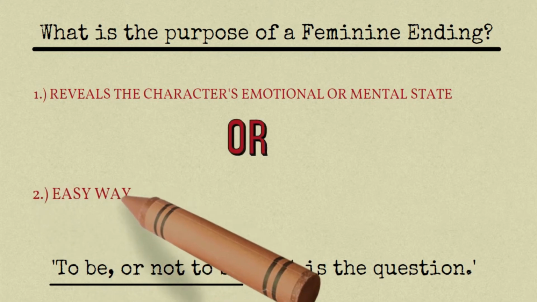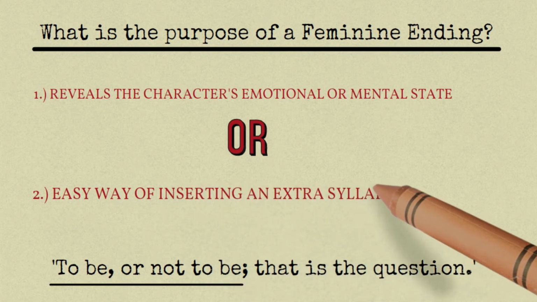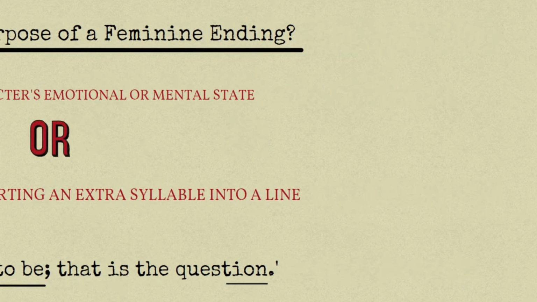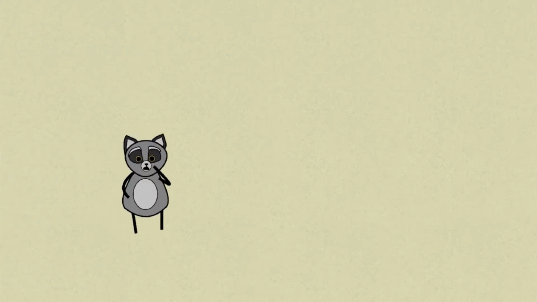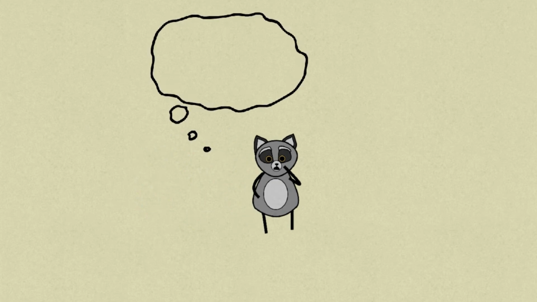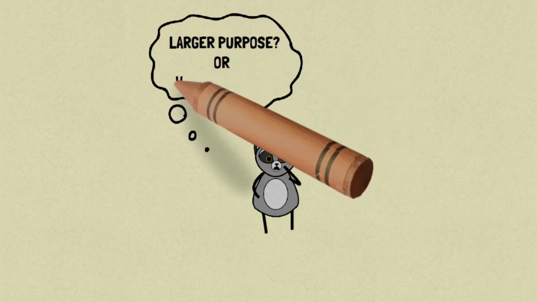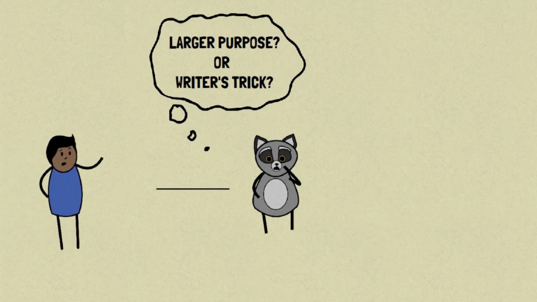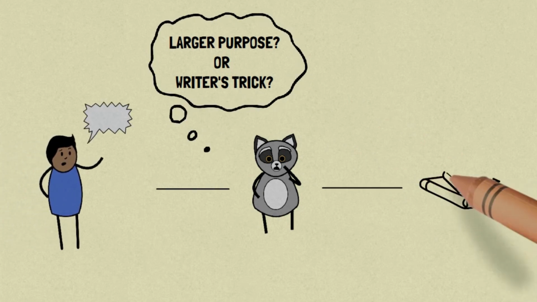Alternatively, it may simply be an easy way for the writer to add a word with an extra syllable into the line without any particular meaning to the actor or the audience. A feminine ending is definitely not as jarring as a trochaic inversion, so it doesn't exactly make the audience sit up and take notice. Whether you think feminine endings have a larger purpose or not, it is good to explore both options, particularly if you're acting in a Shakespeare play or sitting an exam.